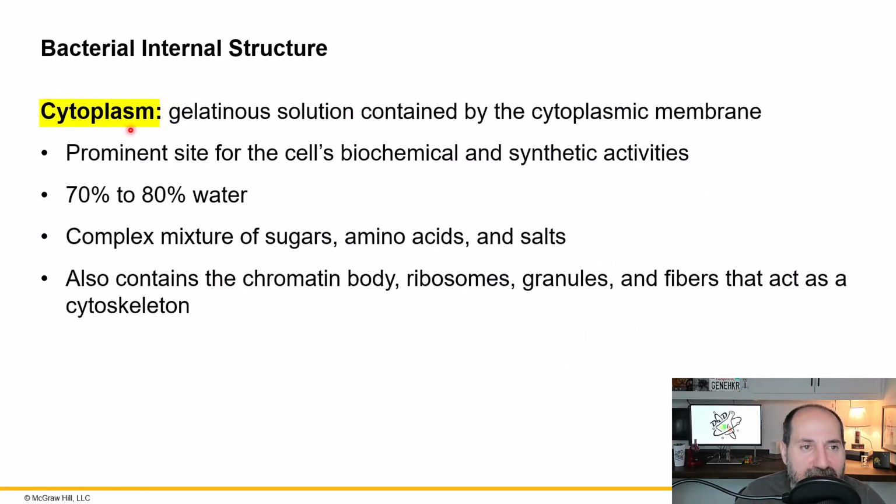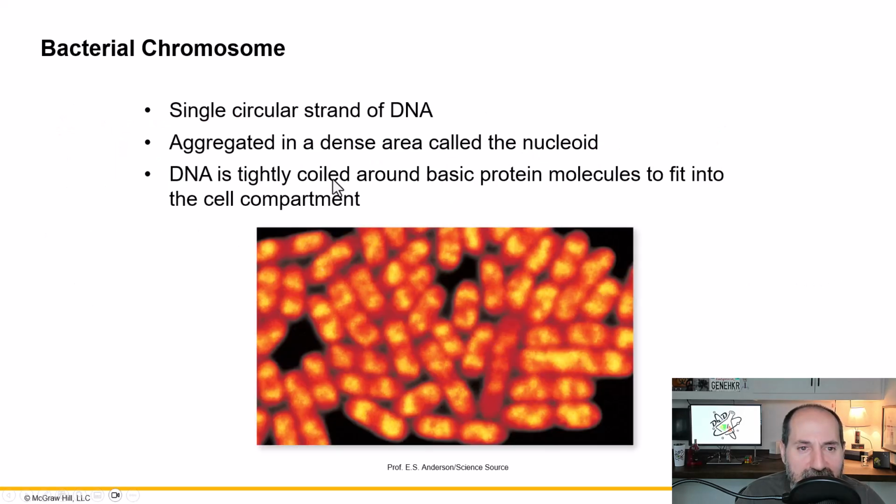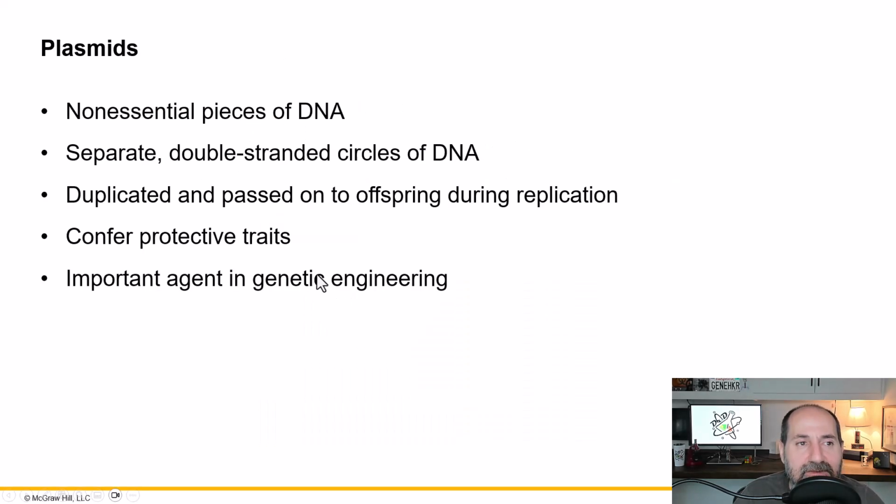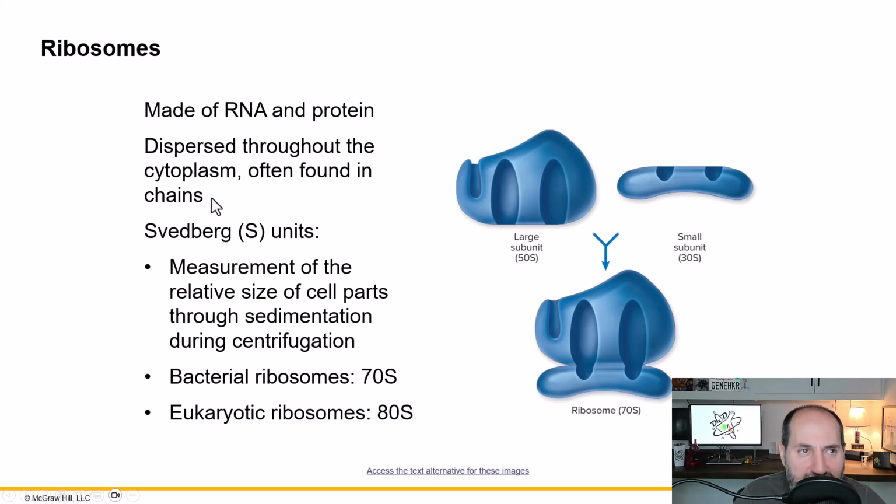The cytoplasm. The cytoplasm is the gelatinous solution contained in the cytoplasmic membrane. This is found in all cells. All cells have a cytoplasm. Bacterial chromosomes. Remember, there's a single chromosome that's circularized. Remember that? And it's called the nucleoid. Then you could also have plasmids, which are non-essential pieces of DNA, small double-stranded circles of DNA that give important genes, important traits to the cell.